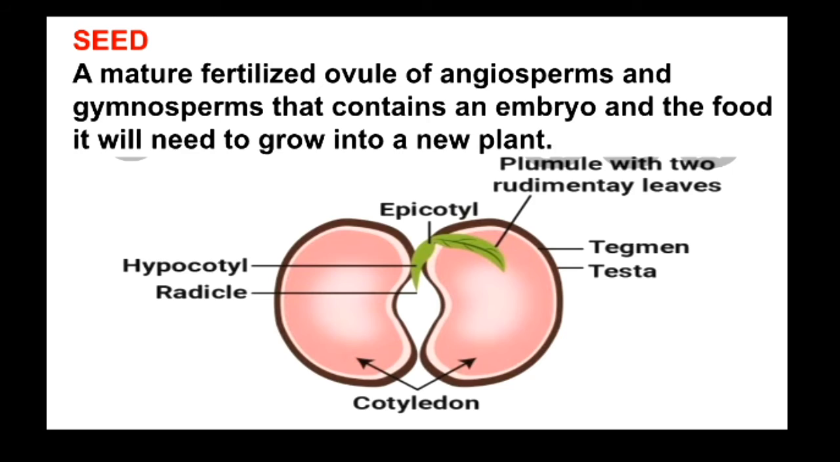The outer layer is called testa and the inner layer is called tegmen. The embryo has one or two cotyledons. The basal part of the embryo is called radicle and the upper part of the embryo is called plumule. Radicle develops into root and plumule develops into shoot. The part of the embryo just above the point of attachment of cotyledon is called epicotyl and the part of the embryo just below the point of attachment of cotyledon is called hypocotyl.